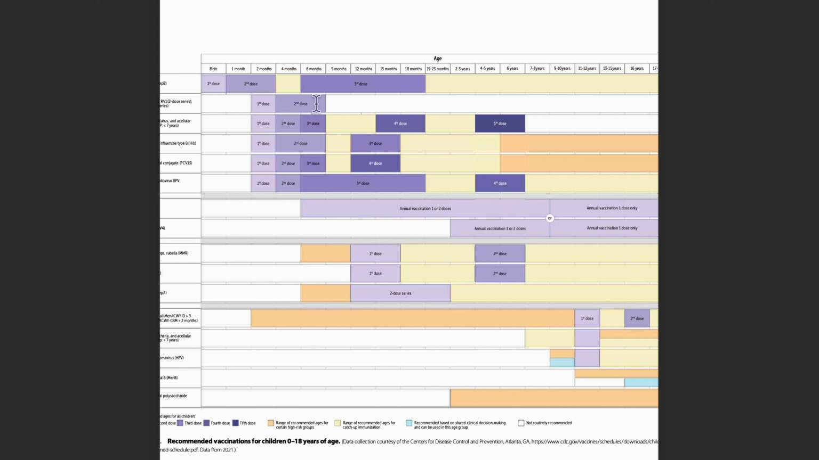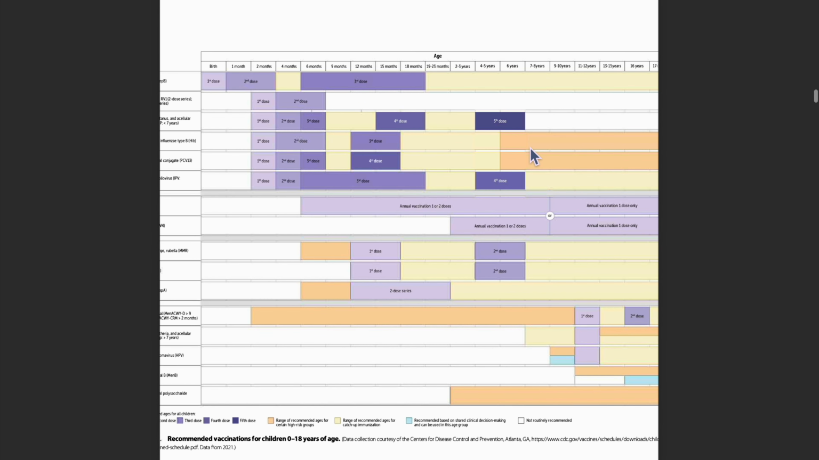Diphtheria, tetanus, and acellular pertussis, DTaP, less than 7 years. Okay. So all of them you take before you reach 7 years. First dose is at 2 months as well. Second and third doses are between 4 and 6 months. Fourth dose is at 15 months, and the fifth dose is there. Okay. So far at birth we are only doing HBV, Hep B, right?